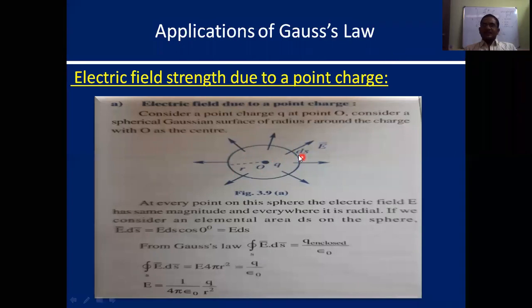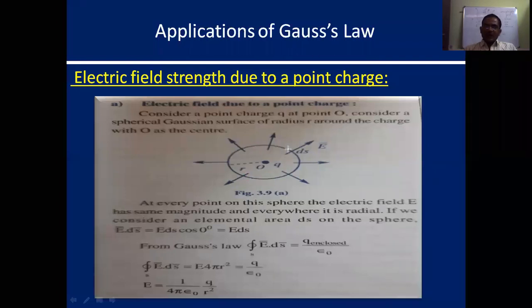you consider here the charge Q is placed at the point O. At the distance R, I am assuming a spherical Gaussian surface. This is a spherical Gaussian surface. So now the total flux coming out through this Gaussian spherical surface should be equal to, according to the Gauss law, Q by epsilon naught. So that I am writing here. Here the charge Q is there.